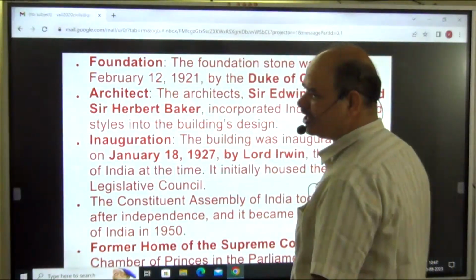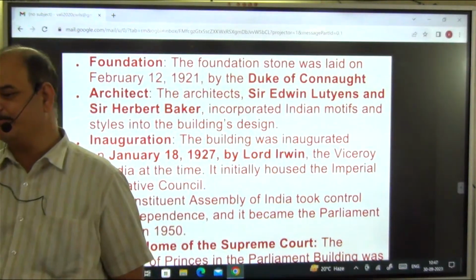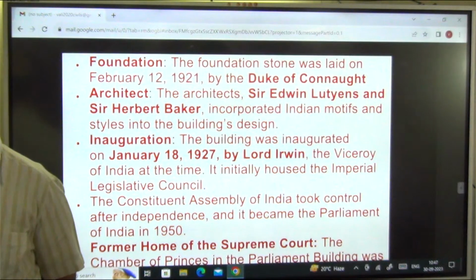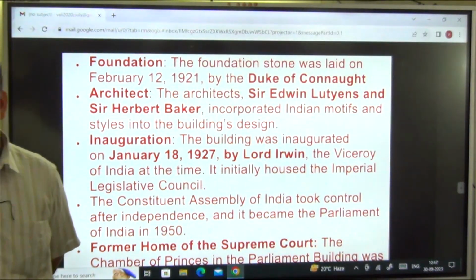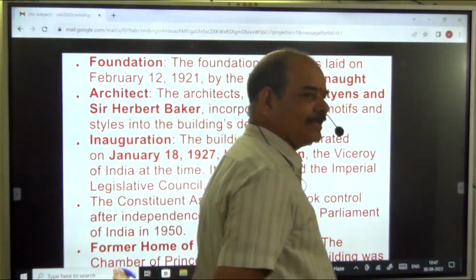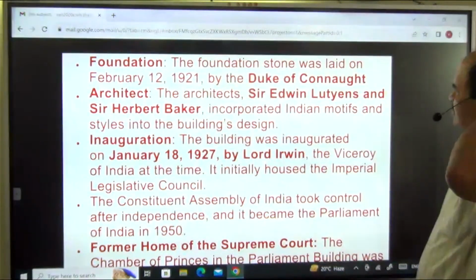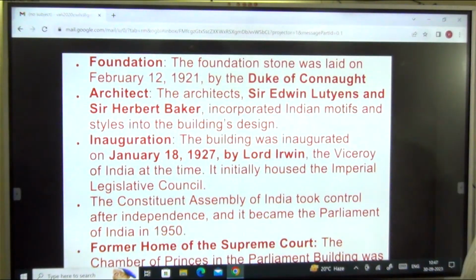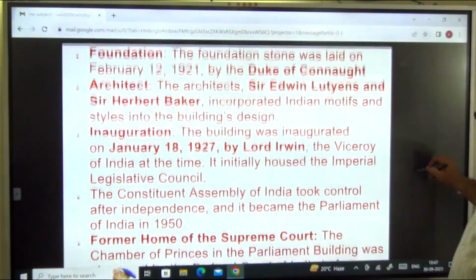And you know in which year Delhi was made the capital, from Calcutta? In which year was Delhi made the capital? Yes, 1911, Delhi Durbar. Okay? Architects Sir Edwin Lutyens and Sir Herbert Baker incorporated Indian motifs and styles into the building's design.